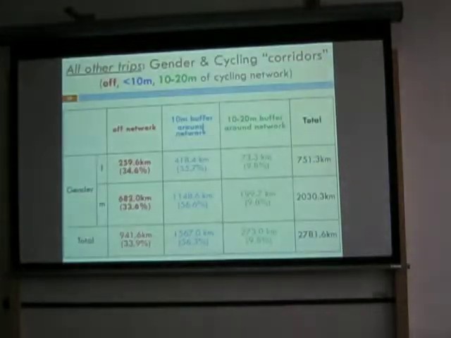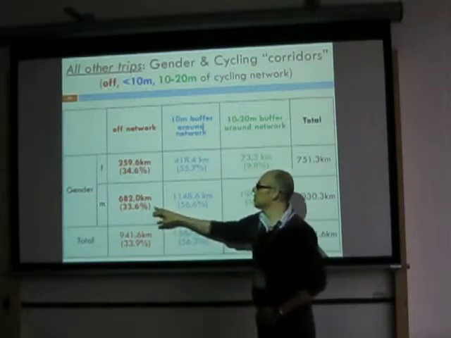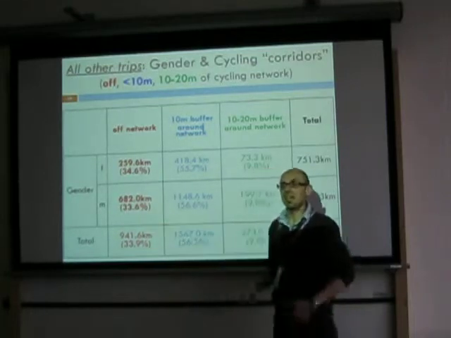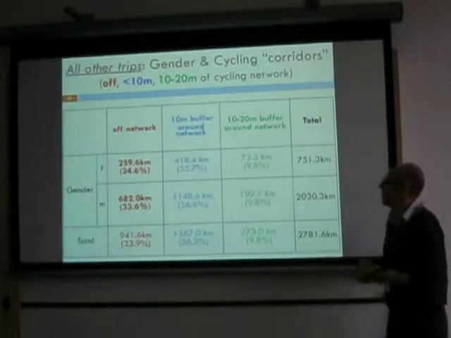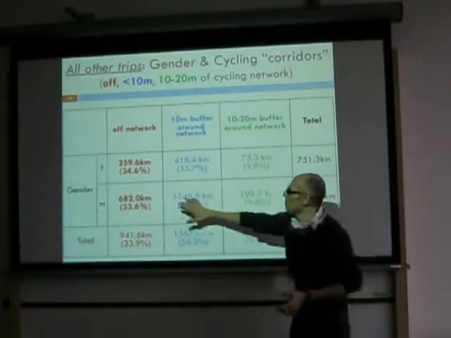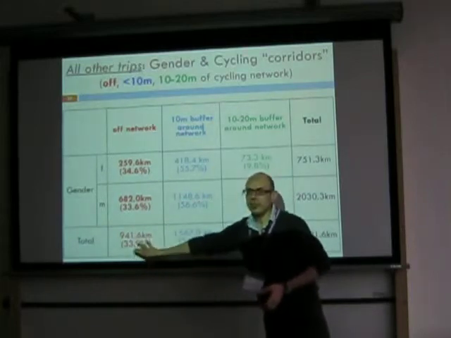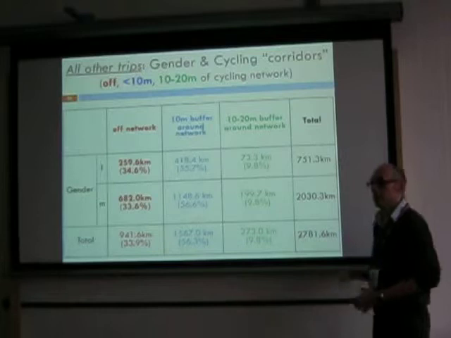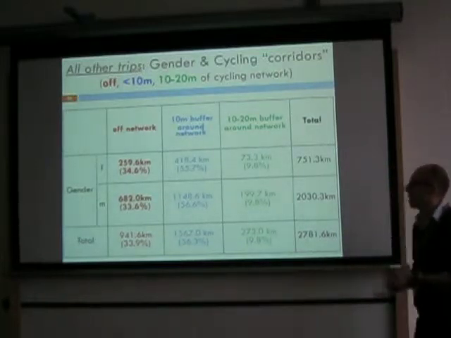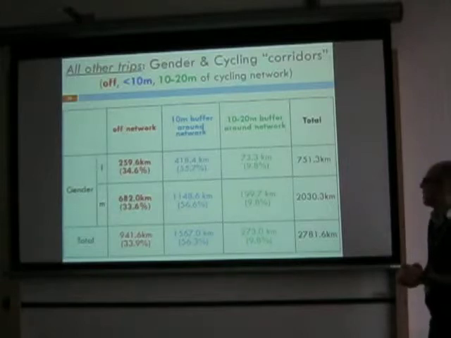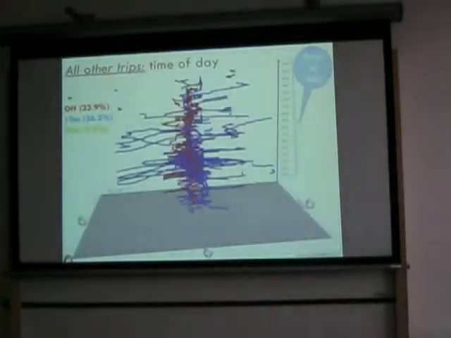For all the other trips, men become more sensible, it seems, more sensible than women, and cycle back on the network, even if they have to cook a meal for their wives or partners. So the difference here is not significant. But the overall pattern is just below a third. So these people, or a third of us, tend to ignore the cycling network. And the question is why? And again, visualizing the space now.